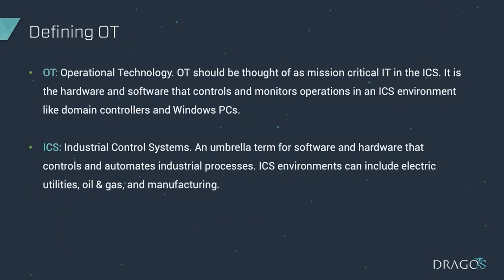But what are we even talking about when we talk about OT? Operational technology is thought of as mission-critical IT within the ICS. This is the hardware and software that controls and monitors operations in your ICS environment. We're talking about the domain controllers and Windows PCs. And we talk about ICS, again, another acronym here. These are industrial control systems. This is basically an umbrella term for the software and hardware that's going to control and automate the industrial processes.